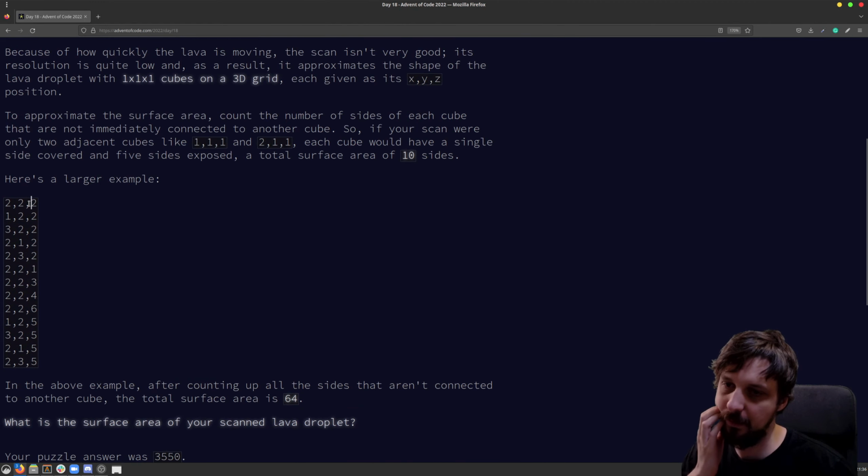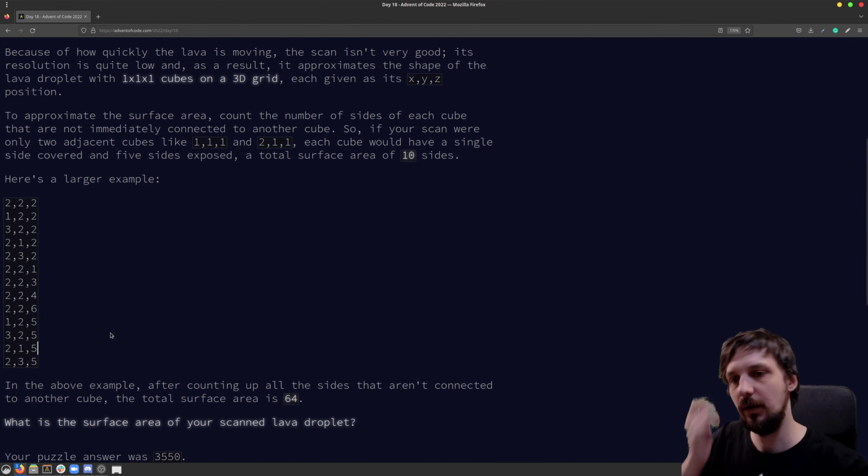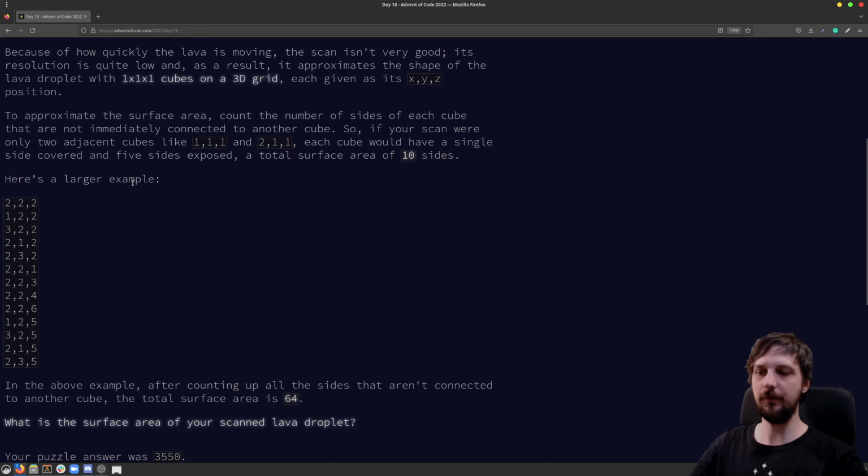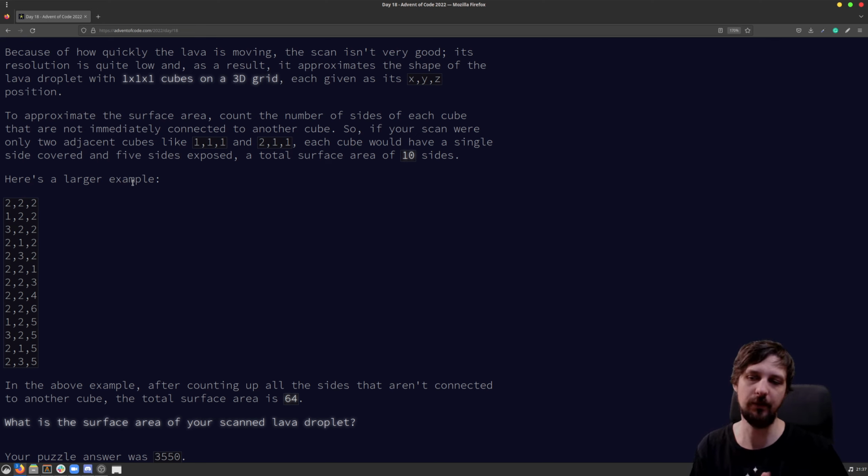We have some coordinates here, which are basically some voxels, so some cubes in space. One by one cubes with those coordinates. Simple enough. And there's the question: how many sides of those cubes are not touching another side of another cube? This is the part one question.